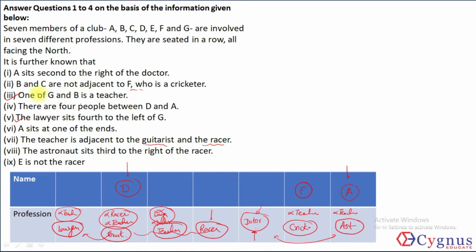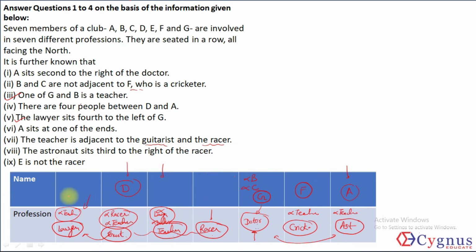Yes or no? Let's read the clues again. B and C are not adjacent to F. So I cannot put B here. I cannot put C also here because they are not adjacent to F. One of G and B is a teacher. Whose teacher? This person. So the name of this person is either B or G. Leave it. There are four people sitting between D and A. The lawyer sits fourth to the left of G. I already know that this person is a lawyer. He's sitting fourth to the left of G. That means this must be the place of G.